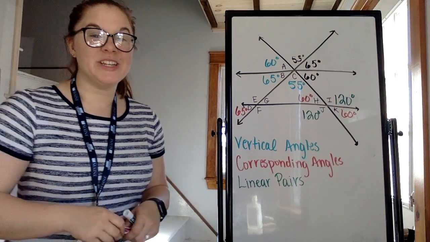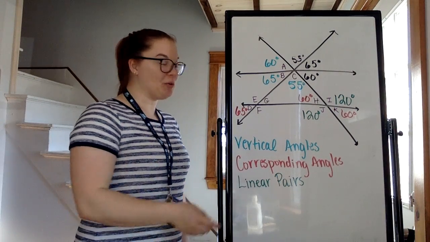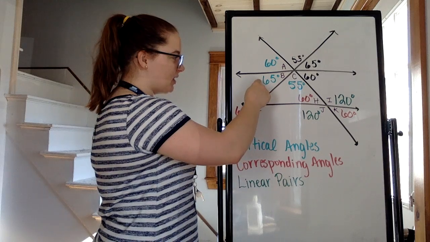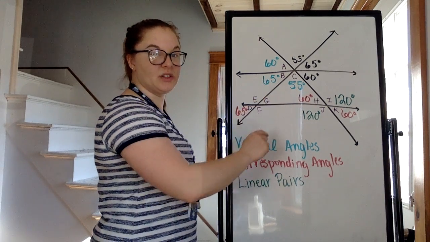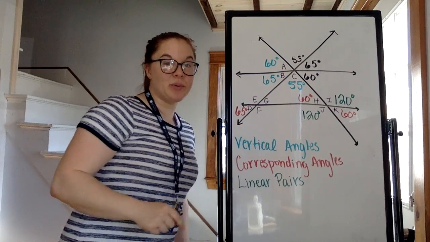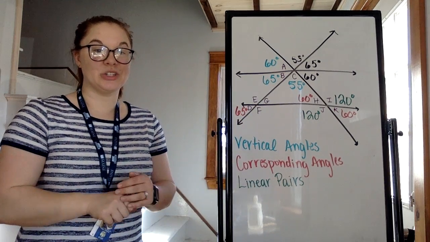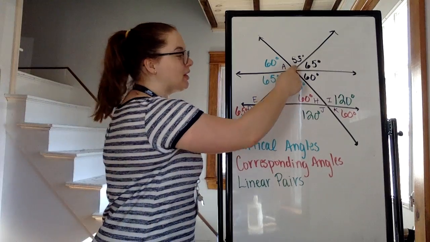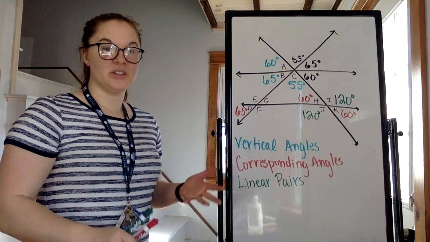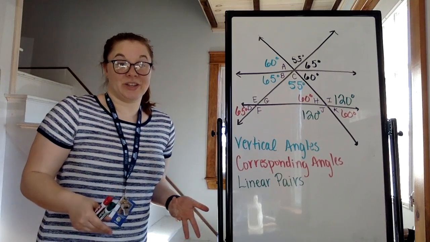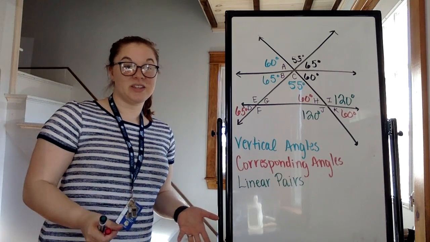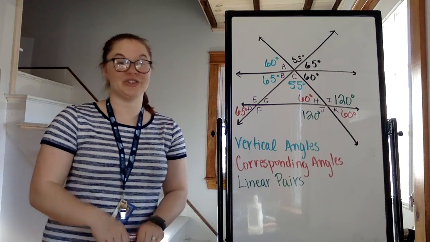But I know its alternate interior angle pair would be F, right? Because they are on opposite sides of the transversal. They're going to add up to 180 degrees, and they're at different points in the transversal. So if B plus F is 180 degrees, then F is 115 degrees.